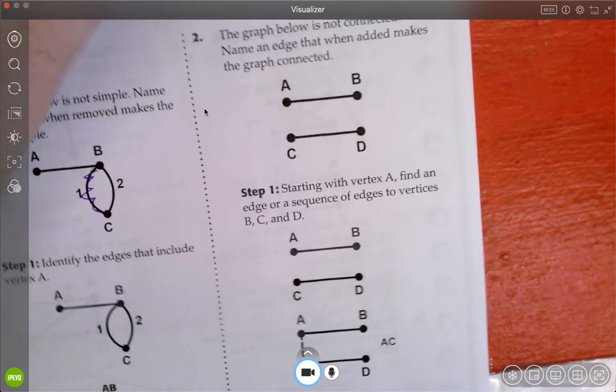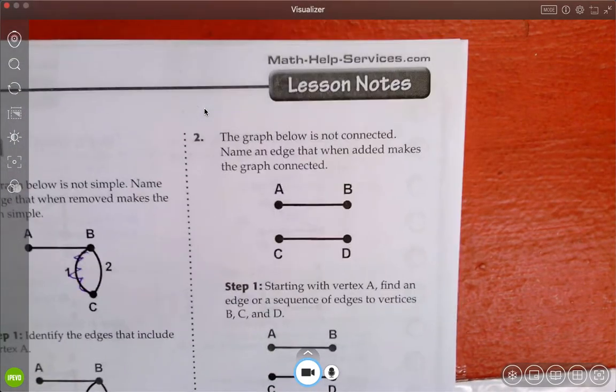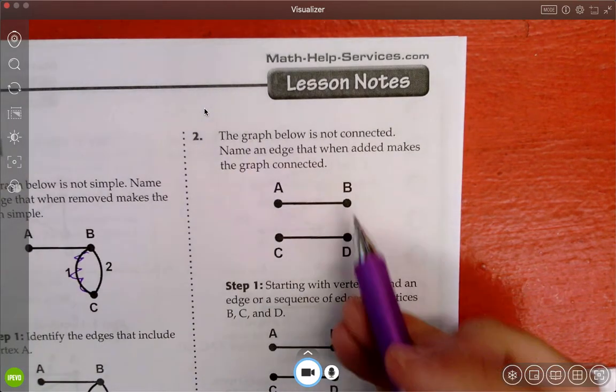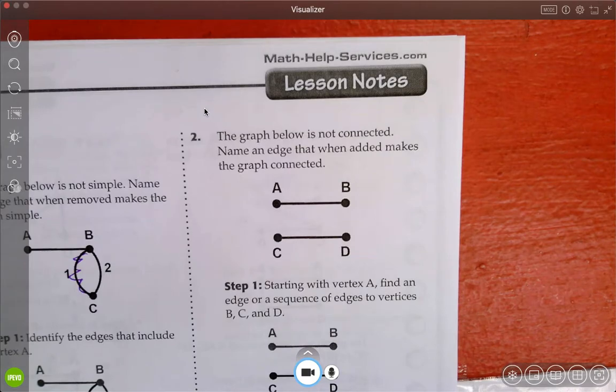Okay. This one's even more fun. So the graph below is not connected. Name an edge that when added makes the graph connected. So who would like to name an edge that would make this graph connected? Yes, Ronan. Can I go back to one? Yeah, so BC would work? So you can connect it from here to here. That would make it connected.